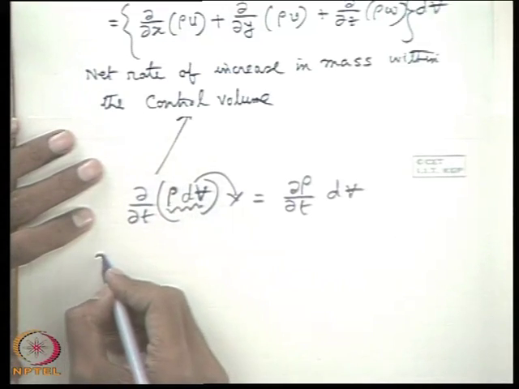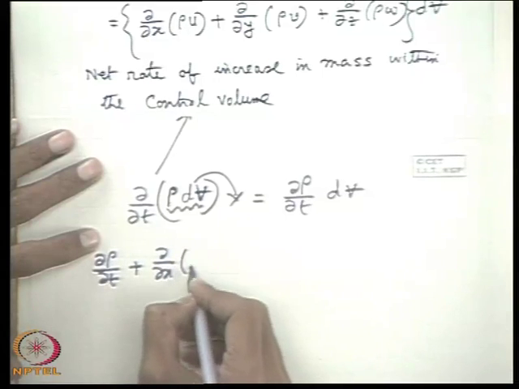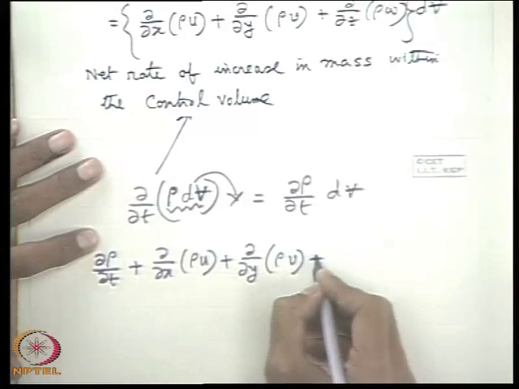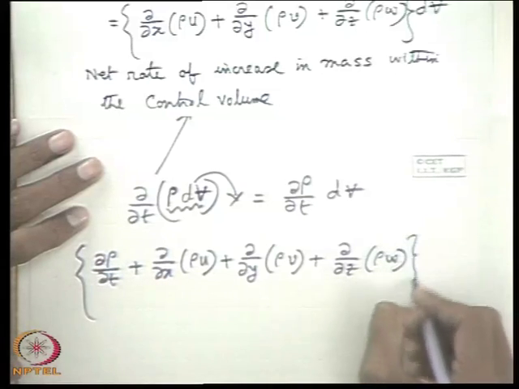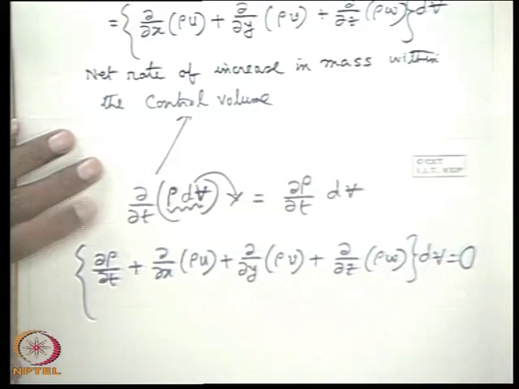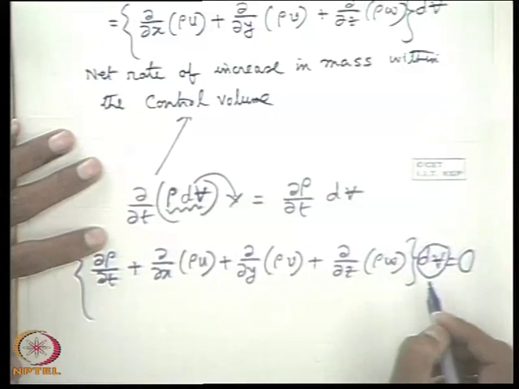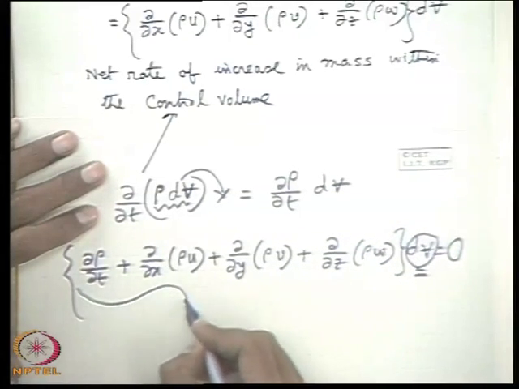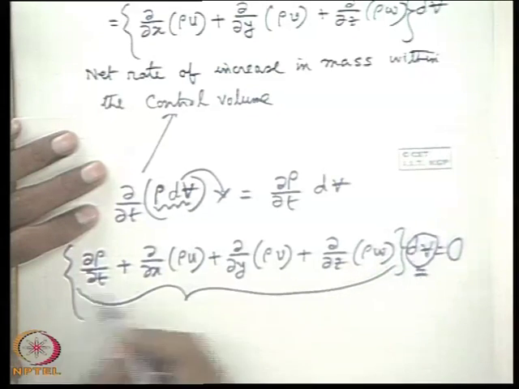So according to this physical statement, now I can write del rho del t plus del del x of rho u plus del del y of rho v plus del del z of rho w, times dV, is equal to 0, according to the conservation of mass applied to a control volume in a Cartesian coordinate system. True? And this is valid for any value of dV, irrespective of the volume of the control volume, which is an arbitrary parameter. Because dV is not 0, this quantity has to be 0.